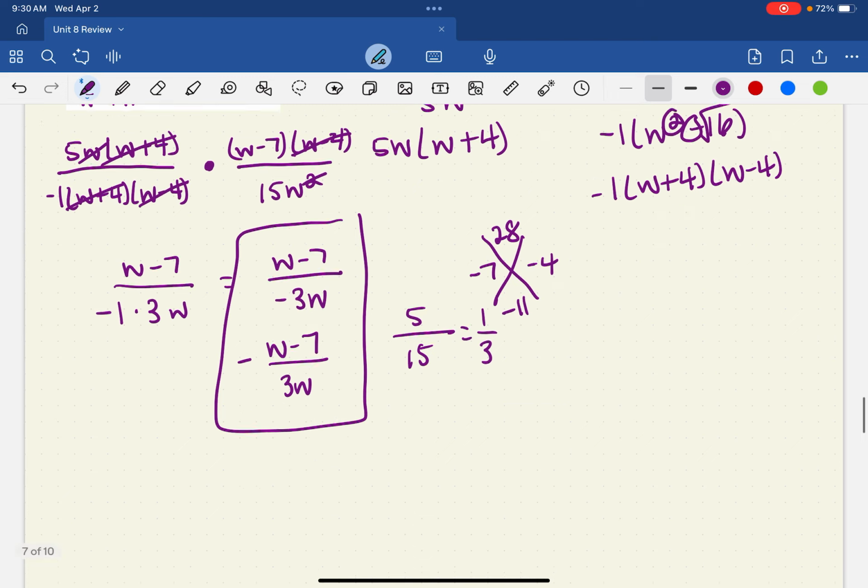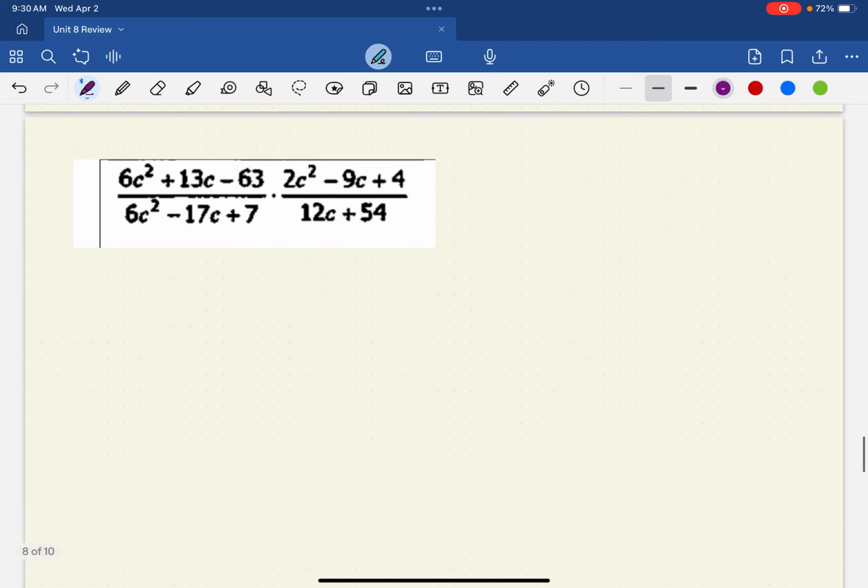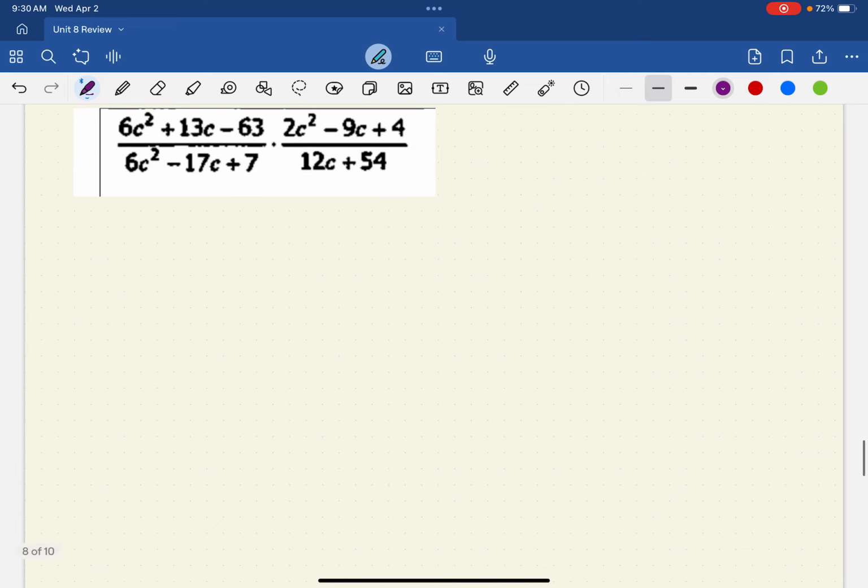Okay, next one. Oh gosh, this one's a heavy problem. It's just got a lot to it. I already see that I have leading coefficients on the trinomials. So that means that I am doing X method by grouping 3 times. And then that 12c plus 54 looks like a GCF. They're both even. So let's go ahead and start.